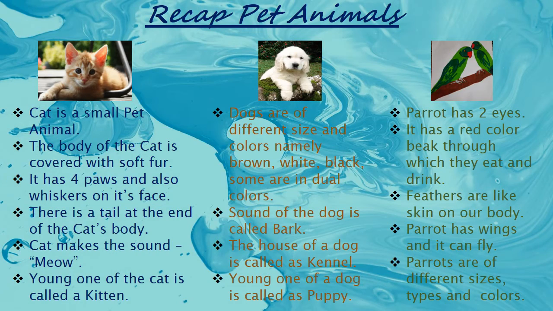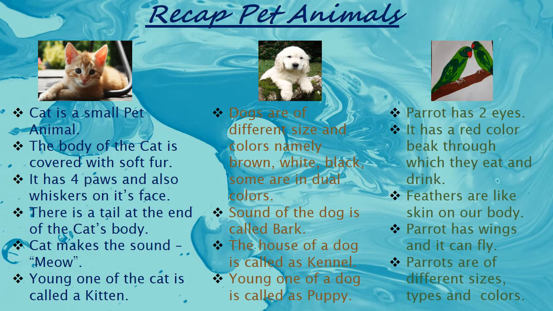Now, we will have the recap of all these pet animals and its features. The first one is cat. Cat is a small pet animal. The body of the cat is covered with soft fur. It has four paws and also whiskers on its face. There is a tail at the end of the cat's body. And do you know what sound does a cat make? Meow! Right? And the young one of the cat is called as a kitten.